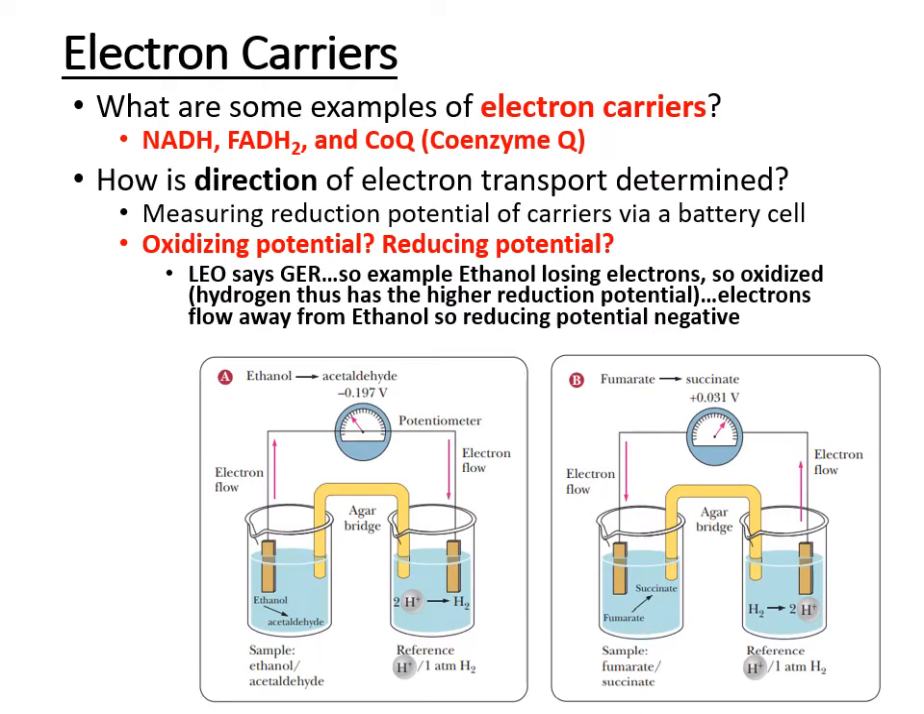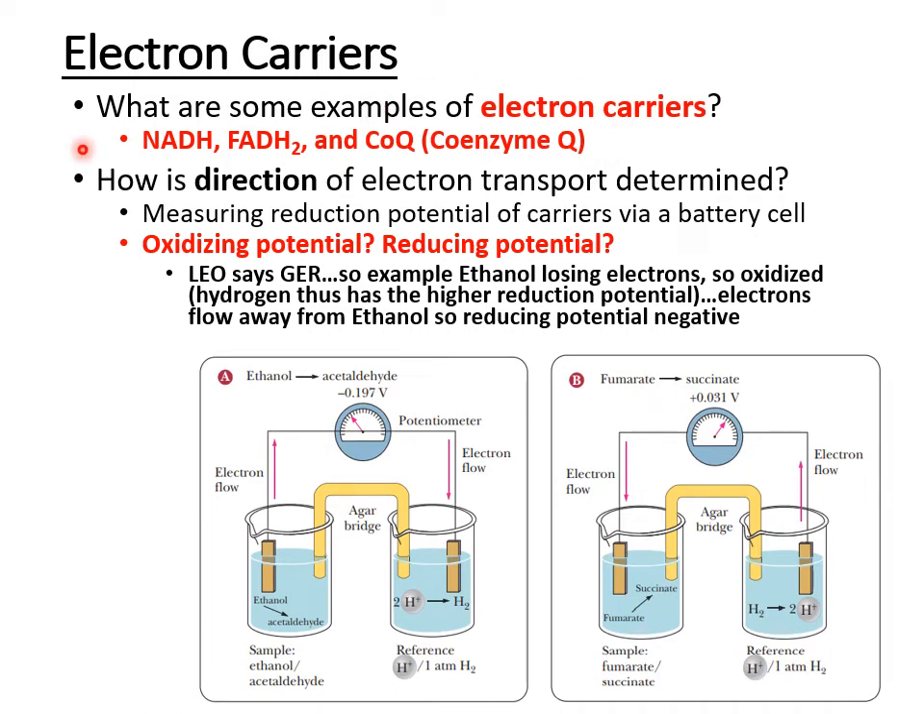Now, when we say that you're having this passing of electrons from carriers, the 3 electron carriers that I want you to know, I listed out right here, are NADH, FADH2, and CoQ, which is coenzyme Q, which you may have seen that they sell as supplements that you can take.